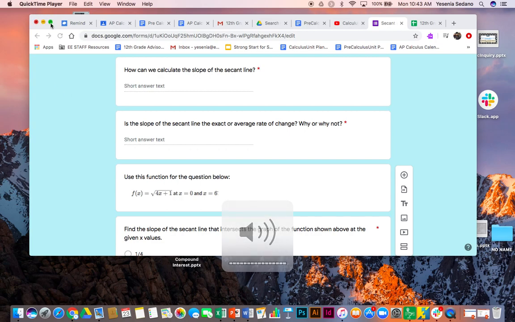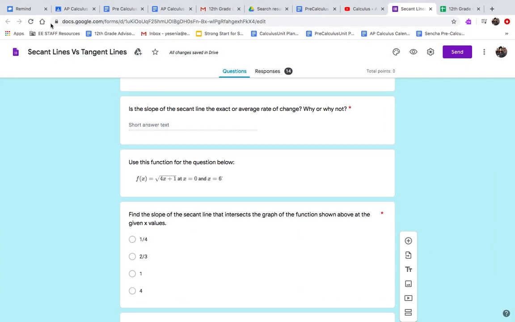Hi everybody, just offering some tips on today's quiz just so that everybody has a starting point on how to get started. So for this question right here, it says use the function for the question below. f(x) = the square root of 4x + 1 at x = 0 and x = 6. And what it wants you to do is to find the slope of the secant line that intersects the graph of the function shown above.